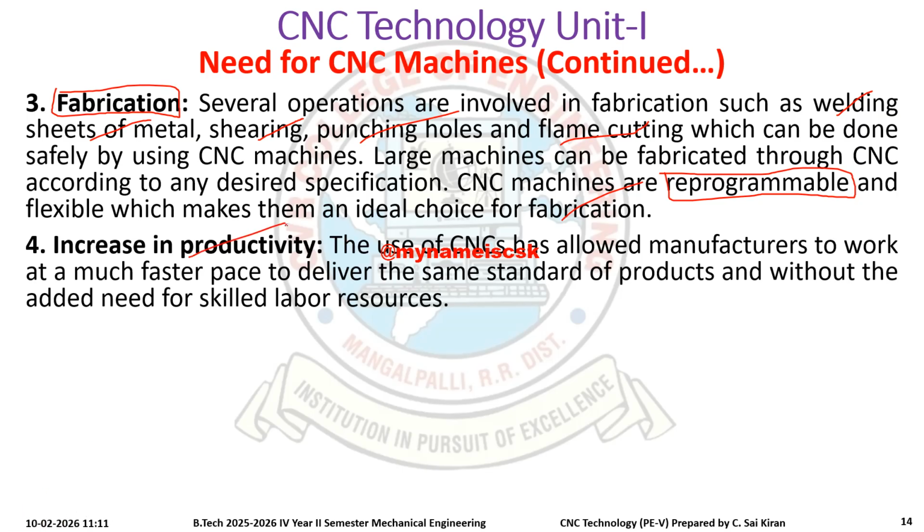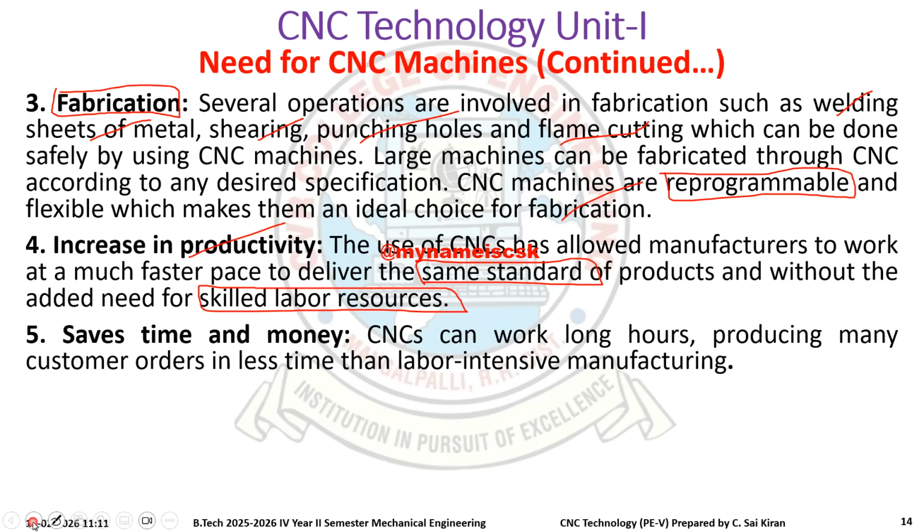Next one is increase in productivity. Obviously, when you are using CNC machines, productivity will increase, and the standard for the products is the same, without needing additional skilled labor resources. So without adding any skilled labor, we can increase the productivity. But in manual work, if you want to increase the productivity, you have to increase the number of laborers or skilled laborers.